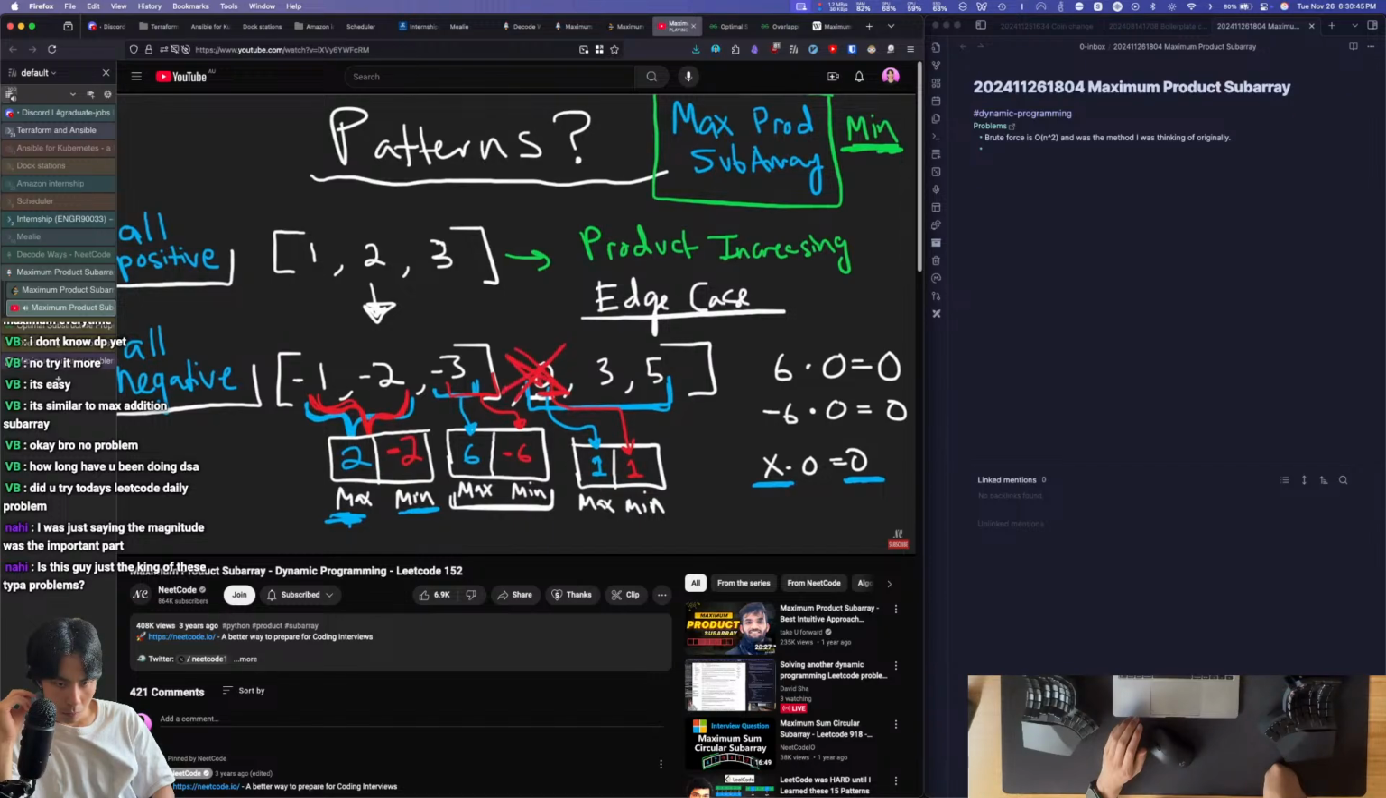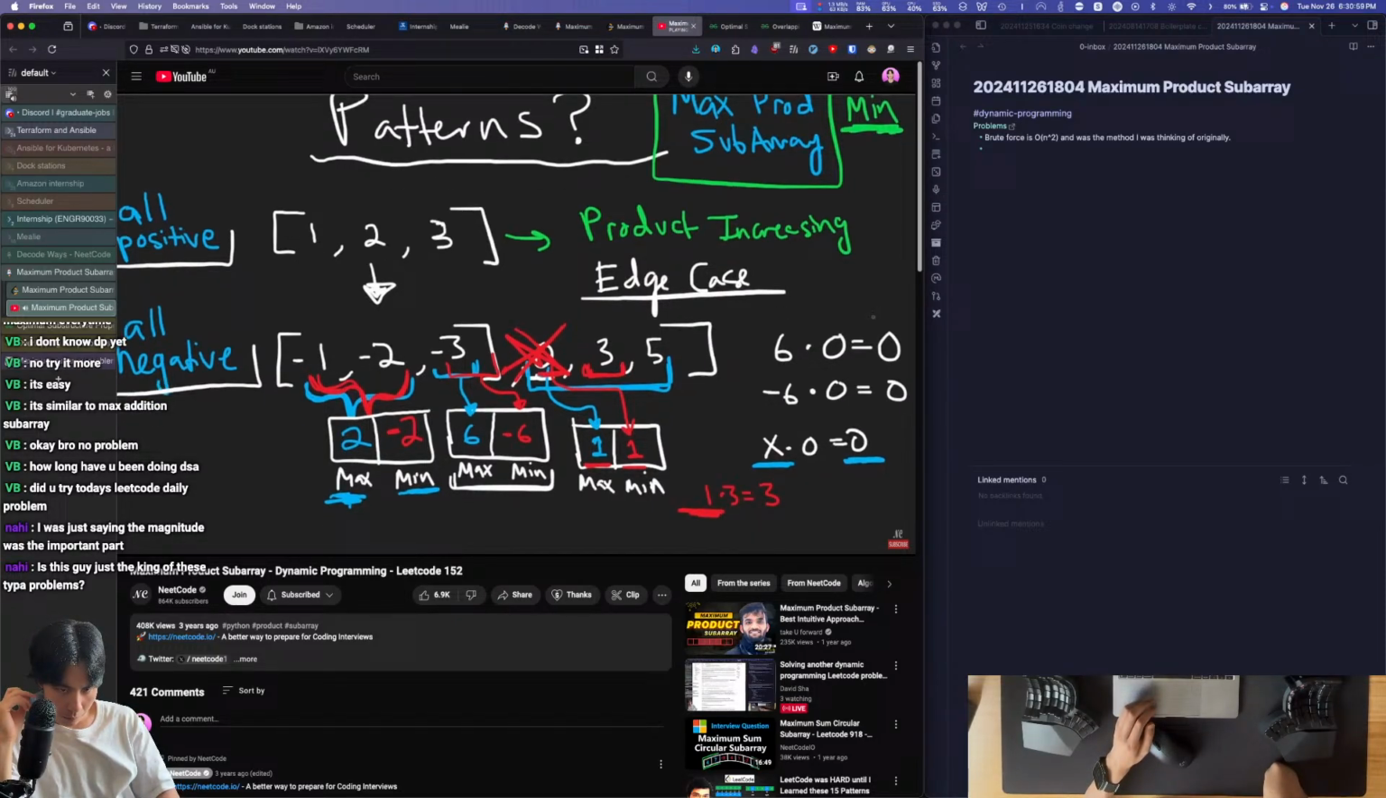The reason I'm setting this to 1 is because when we start introducing new values like 3, it's just going to be 1 times 3, right? Which is just going to end up being 3. So 1 is like a neutral value for us. So those are the main things. We want to maintain the max and minimum of our product, and we want to handle the 0 case by resetting everything to a neutral value like 1.